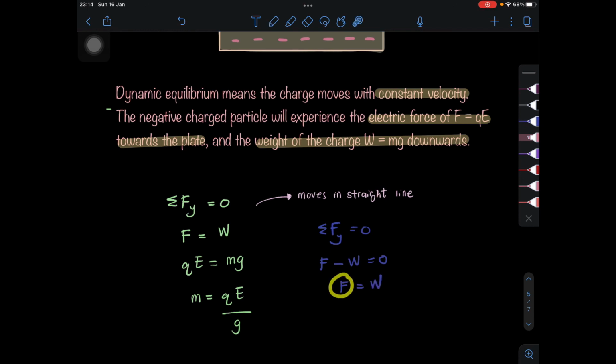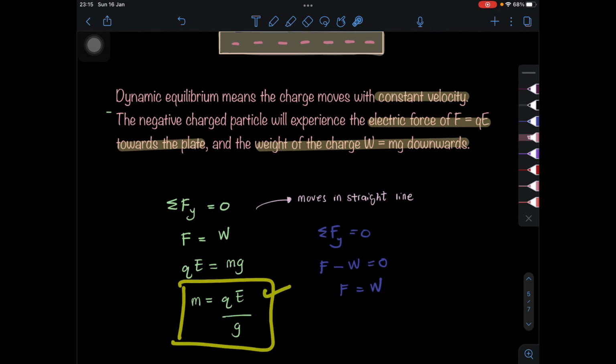So the force that we learned in the first case is equal to QE. Since it is constant velocity, that's why we set the sum equal to zero, not equal to ma. So our force is equal to QE, and weight is equal to mg. And then when you rearrange, you will get this formula. So for this case we will use this formula.